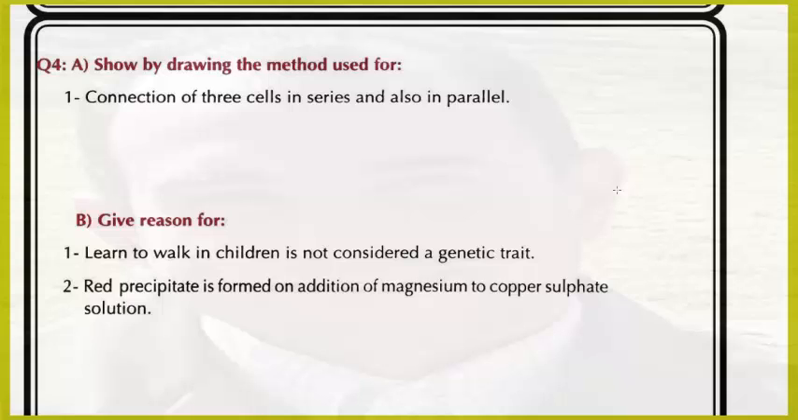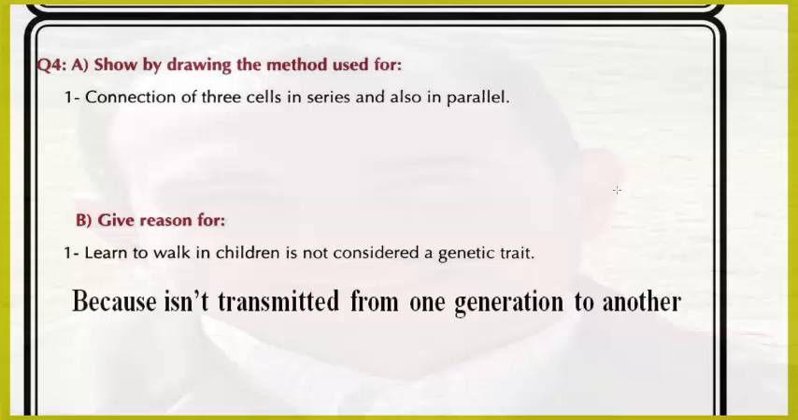Give reason for. Number 1. Learning to walk in children is not considered a genetic trait because it's not transmitted from one generation to another.